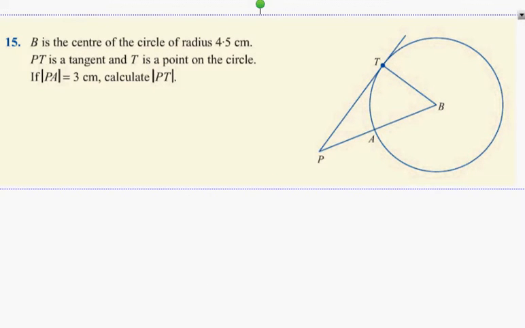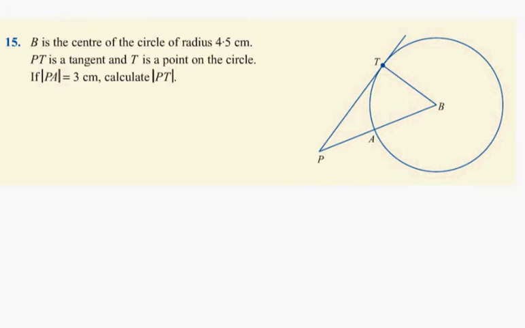Now, question 15. B is the centre of the circle. Radius is 4.5. T is a point on the circle. P to A is 3 centimetres. Can anybody tell me what P to B would be then? 7.5, because you're going to add on a radius, aren't you? So that makes that full thing 7.5.